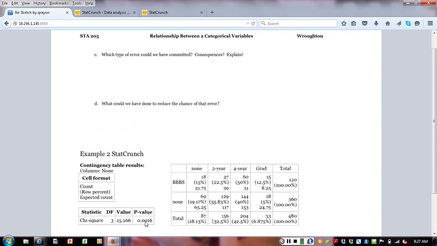Alright, some last follow-up questions. That idea of hypothesis testing still carries on here. So which type of error could we have committed? Well, remember, a type 1 error is when we reject the null, but the null is actually true. A type 2 error is when we do not reject the null, but the null is really false. So what decision did we make? Well, we rejected the null. So if we reject the null, the only error we could have made is the type 1 then.